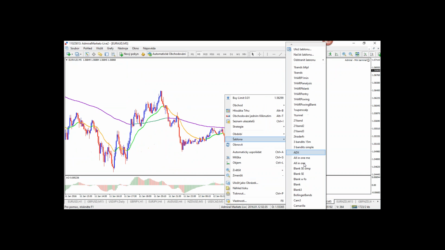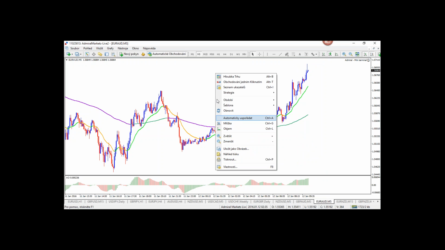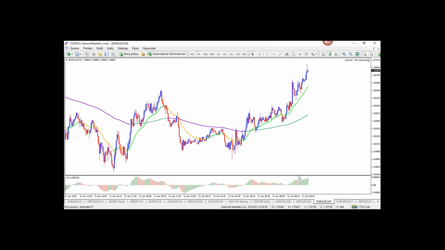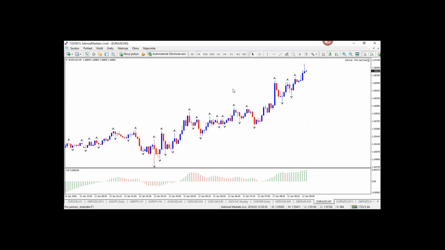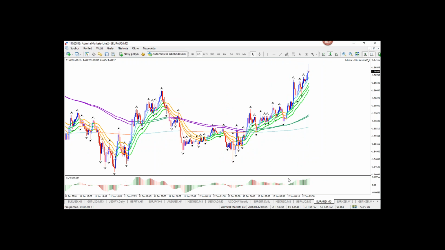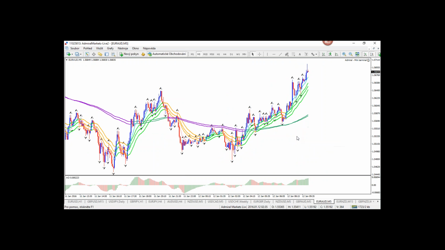I'm going to use a bit more complicated template. So this one? No. All right. More moving averages, but wanted to take a look.